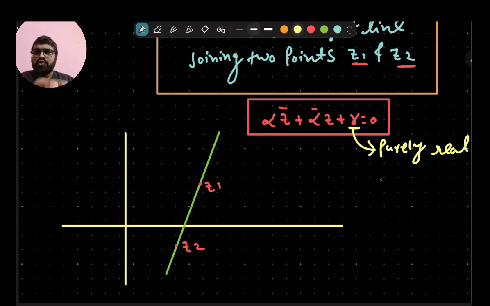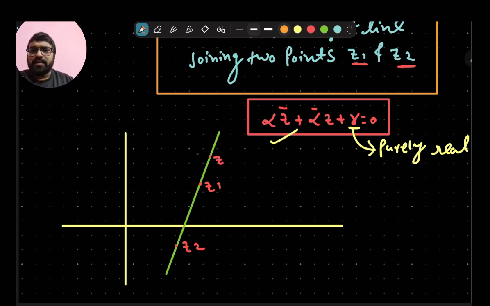Later on you will get to know that the expression I have written here is basically the same thing we used to study for a straight line in coordinate geometry, that is ax plus by plus c equal to 0. You don't have to worry at all. This is the same thing, but the expression is written in some other format, and the meaning is basically the same. So let's consider a general point z on this line.